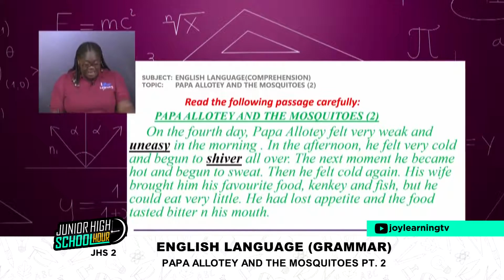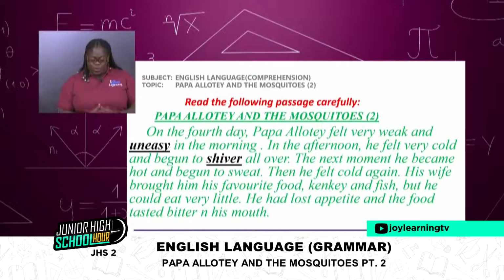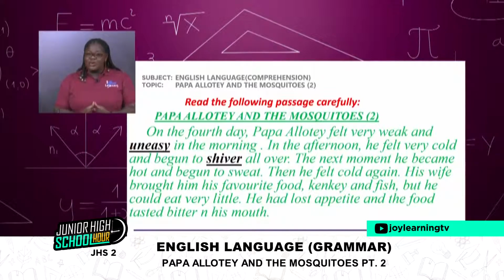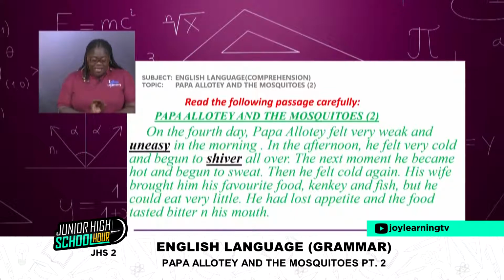On the 4th day, Papalo felt very weak and uneasy in the morning. In the afternoon, he felt very cold and began to shiver all over. The next moment, he became hot and began to sweat. Then he felt cold again. His wife brought him his favorite food, kenke and fish, but he could eat very little. He had lost appetite and the food tasted bitter in his mouth.